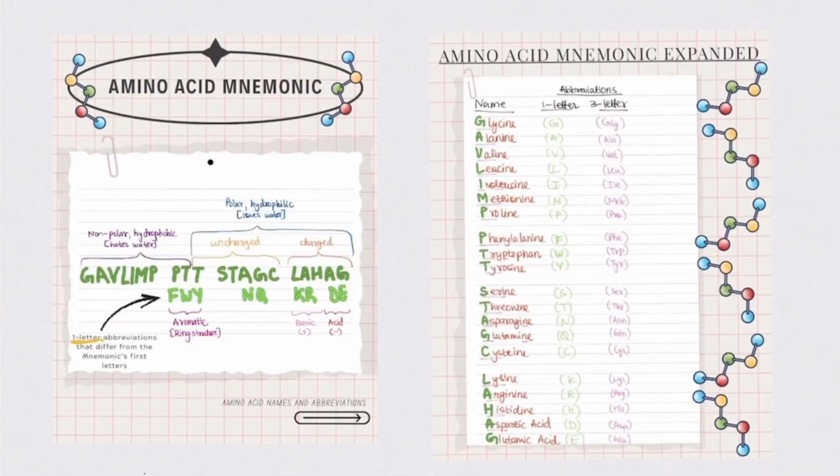And to remember their structures, first we need to learn their names. And to remember their names, we have a little mnemonic here: Gavlump, PTT, Stag C, Lahag. And whatever's at this bottom line over here, that's just the one letter abbreviations that differs from the mnemonics first letters. What I mean by this is, for example, glycine over here is represented by the letter G itself in Gavlump. However, phenylalanine, the first letter abbreviation is F and not P. That's what I've written in the second line over here.